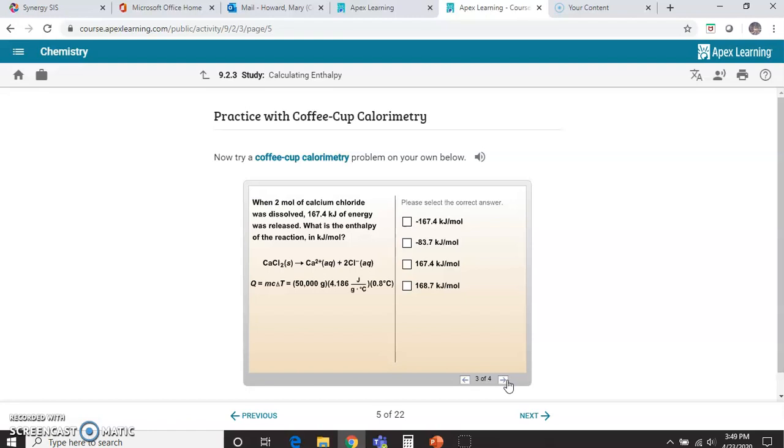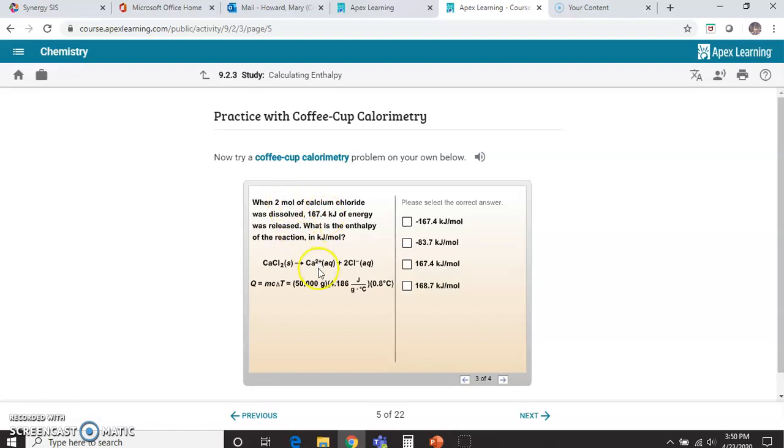Now, this is where we bring in the moles a little bit. When 2 moles of calcium chloride was dissolved, 167.4, which was the answer we got last, was released. Calcium chloride is kind of like a salt solid, dissolved in water. What is the enthalpy of the reaction? So what's important right here is to know it's 2 moles, and 167.4 was for those 2 moles. How are we going to figure out what happens for 1 mole? Because we're looking for kilojoules for 1 mole. I really think all we're doing is dividing by 2.